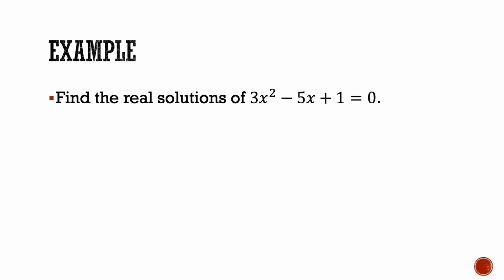All right, let's try another one. 3x squared minus 5x plus 1 is equal to 0. This one is in the correct form. It's set equal to 0. So I'm going to go ahead and make a list.